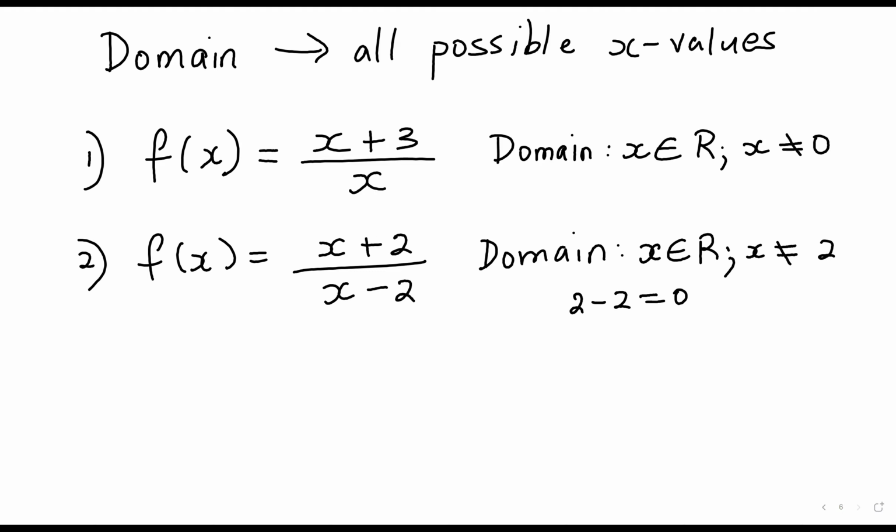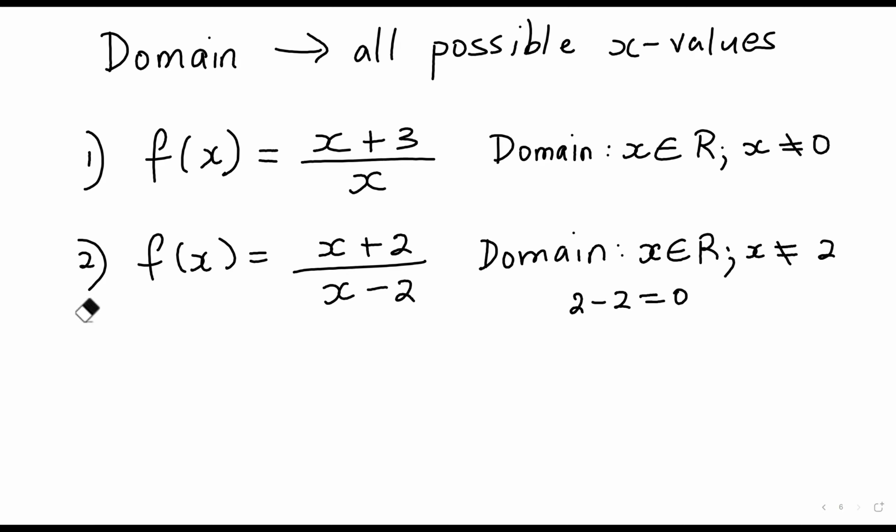In the first instance here, x was by itself, so the denominator just cannot be 0, x cannot be 0. But in this second one, the denominator is x minus 2. So you need to ask yourself, what value of x will make the entire denominator equal to 0? It has to be 2 because 2 minus 2 is equal to 0, right?